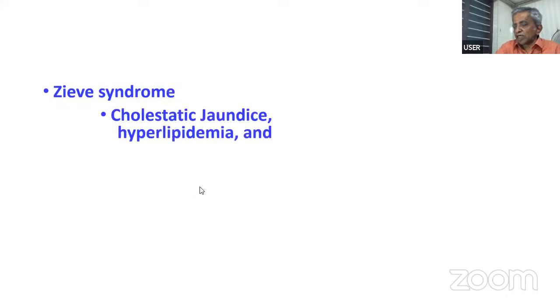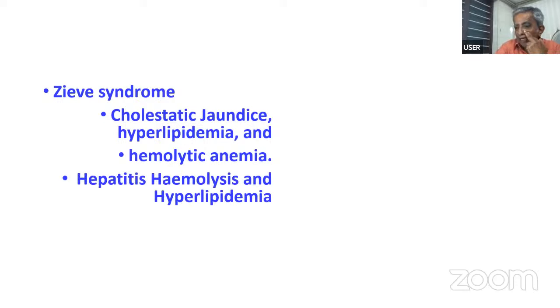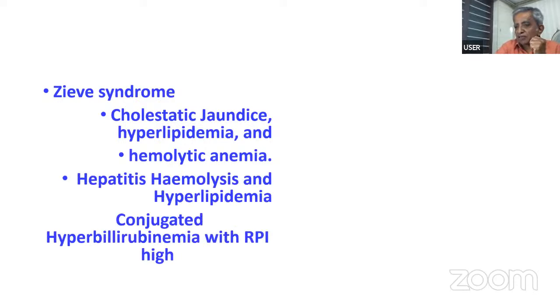Now, Zieve syndrome, she has already told about it, still I will give a few points. Zieve syndrome is an alcoholic problem. What is Zieve syndrome? It is alcoholic cholestatic jaundice, hyperlipidemia and hemolytic anemia. So what is the constellation? Alcoholic cholestatic jaundice and hyperlipidemia, which is often transient. Sometimes it may disappear within a short time, so you may not get it. And hemolytic anemia, and alcoholic hepatitis, the same combination.